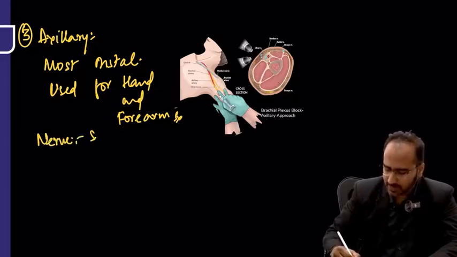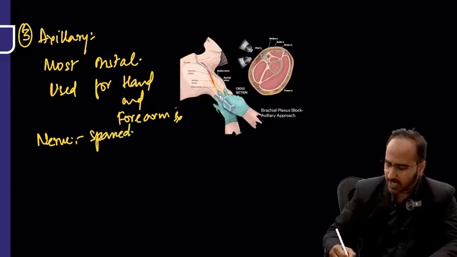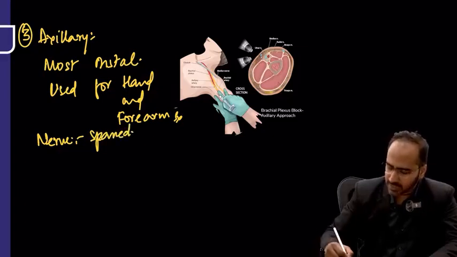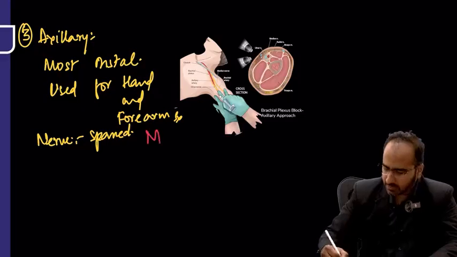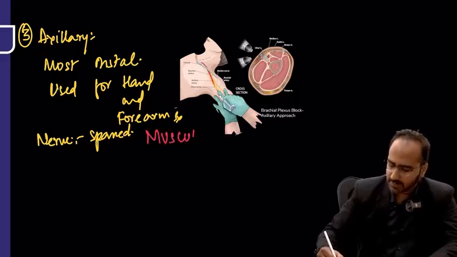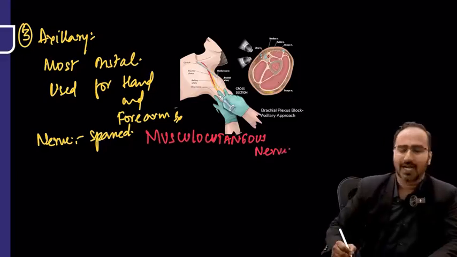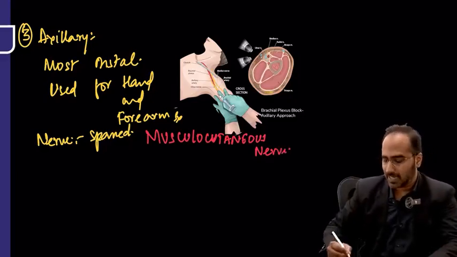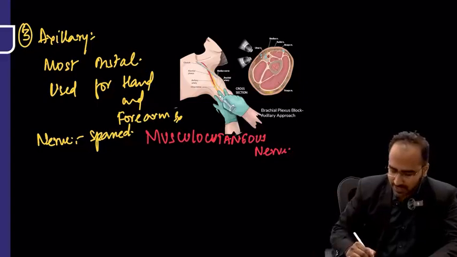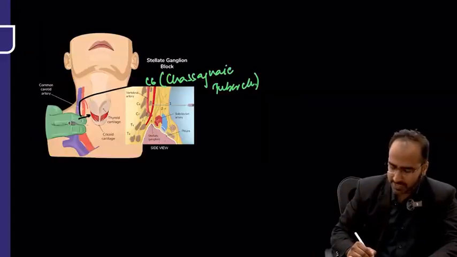What is the nerve that is being spared over here? Again, an important MCQ. The nerve that is being spared over here is the musculocutaneous nerve. That is the nerve that is being spared in the axillary approach. That was regarding the brachial plexus.